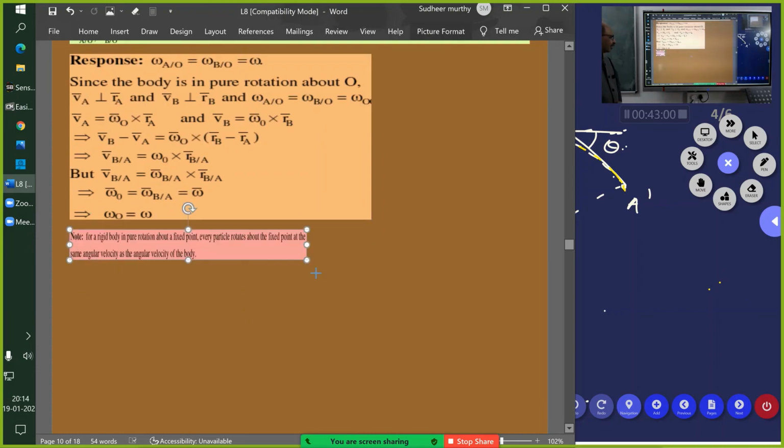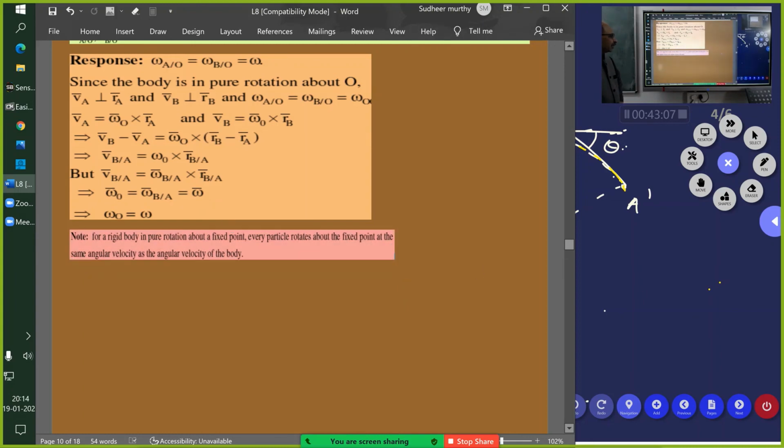Anyway, these are all small steps here. So the abstraction is here. Note, for a rigid body in pure rotation about a fixed point, every particle rotates about the fixed point at the same angular velocity as the angular velocity of the body.